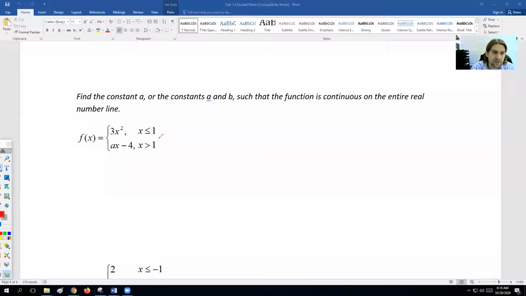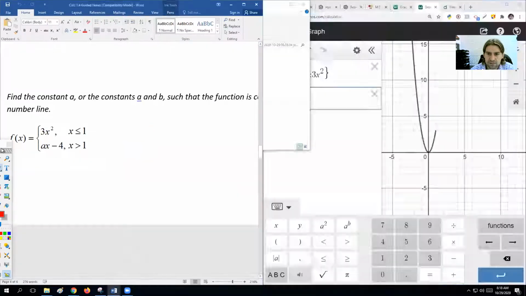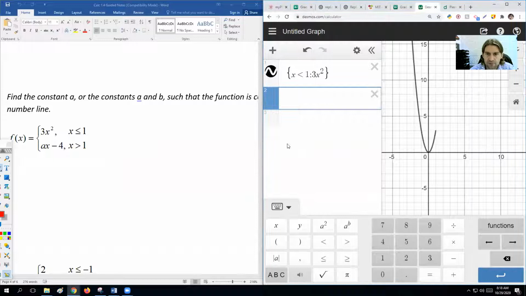I want to know what value of a we could plug in to make this a continuous function. And really to help us out, I'm going to use Desmos here. So on Desmos, I have the piecewise function set up for any x less than 1. We're going to use 3x squared. And then I'm going to make another piecewise function here for any x greater than 1. Let's see, I'm going to have ax minus 4.